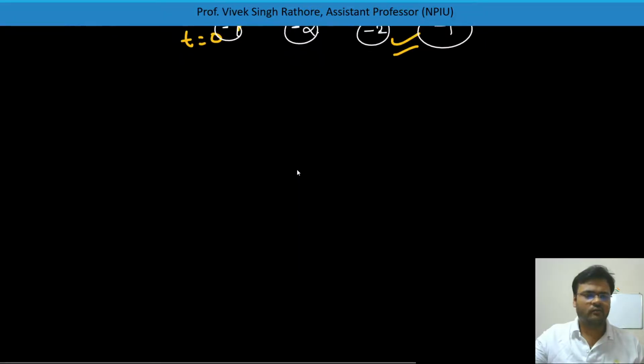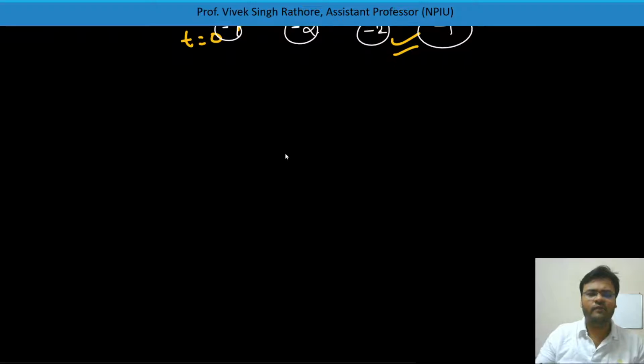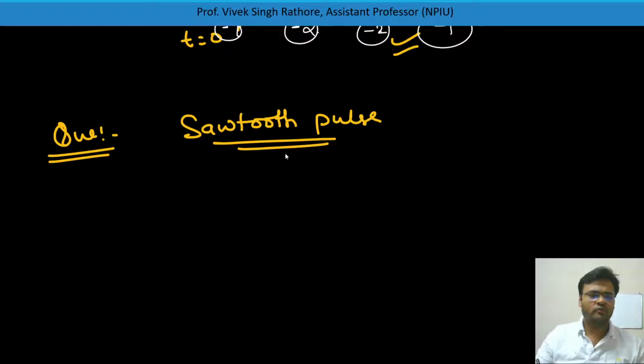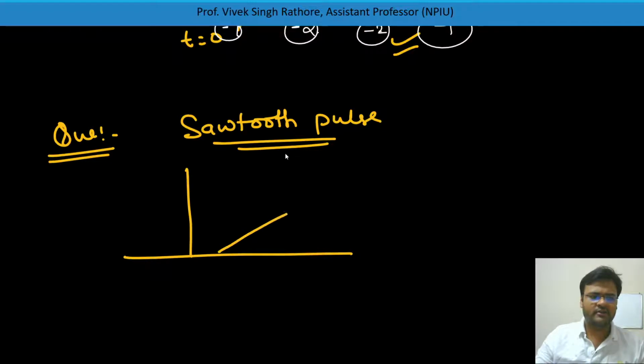Now I'll tell you one or two examples. From there we can understand how we can do it over some signals. I am taking one question from the sawtooth pulse, because seeing the sawtooth pulse you can understand the property of time reversal also. The sawtooth pulse is represented like this and like this. In this sawtooth pulse you can see both unit step and unit ramp also.